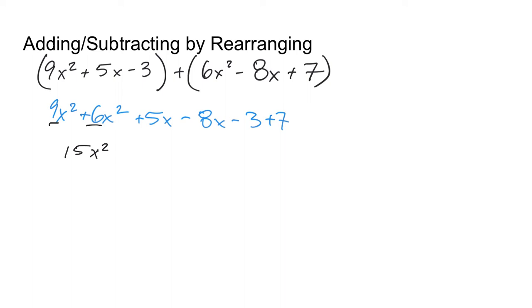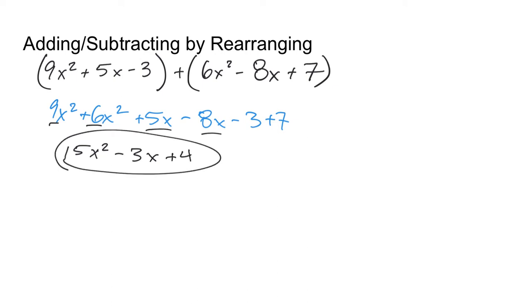Went too fast there. Positive 5 minus 8 is negative 3x, so that's these two. And then lastly, I have negative 3 plus 7 is positive 4. This is my final answer. I cannot simplify it any more than that.